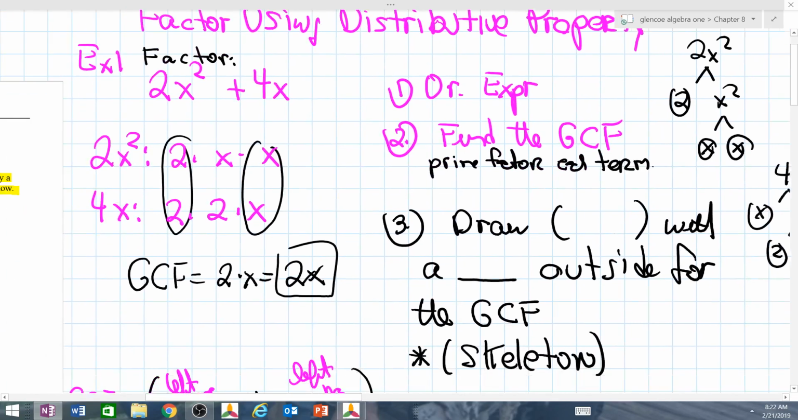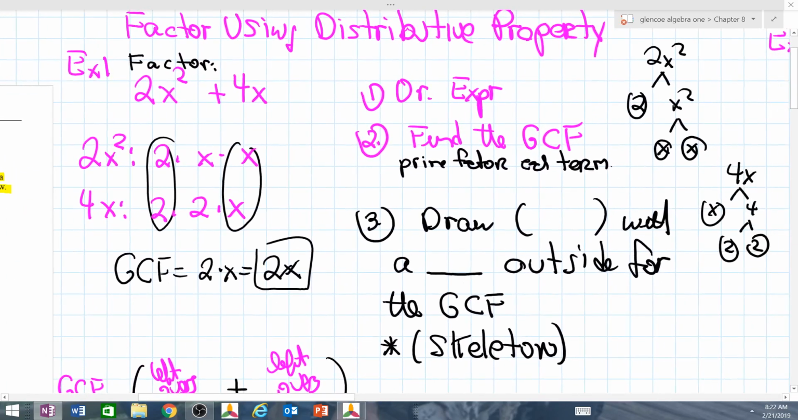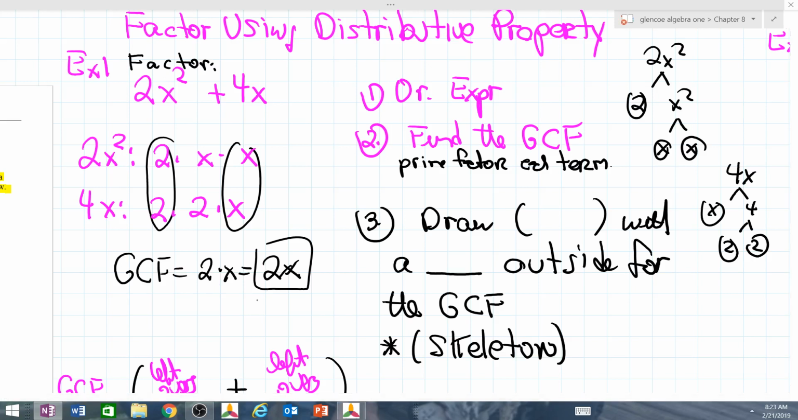Now we look to see what it is that they have in common. They each have 1 2, and they each have 1 x. So the greatest common factor would be 2 times x, or 2x. So we have the original expression. We have found the greatest common factor by prime factoring out each term, seeing what they have in common, and multiplying that together.